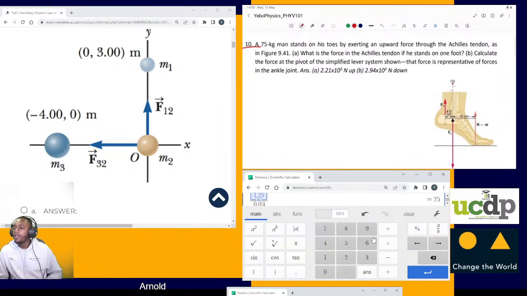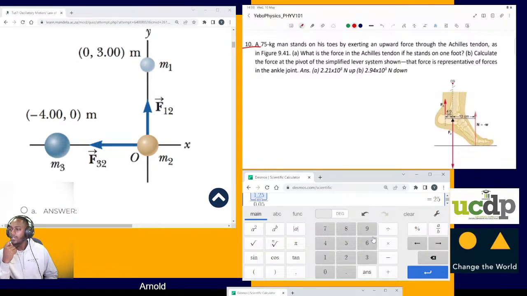It says a man stands on his toes by exerting an upward force through the Achilles tendon, as in Fig 9.41. What is the force in the Achilles tendon if he stands on one foot? Okay, so which means the entire weight of this person is being supported by that.